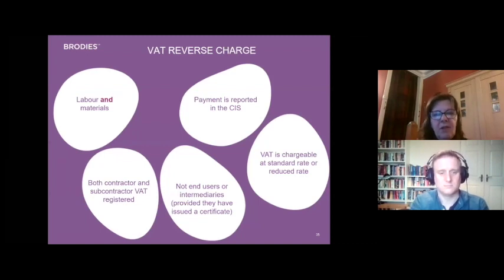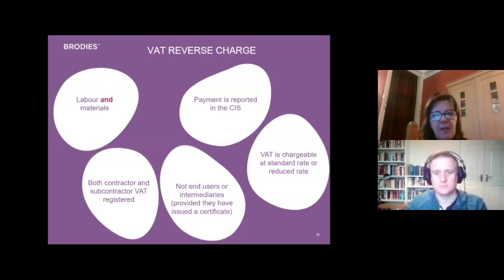The VAT reverse charge, as I think I mentioned earlier, applies to both labour and materials, which is confusing in itself. But the payment needs to be reported in the CIS for the new VAT reverse charge to apply. And VAT needs to be chargeable at the standard rate or the reduced rate. So if you're doing something where it's zero rated, you don't have to apply the reverse charge. The reverse charge doesn't come into play.